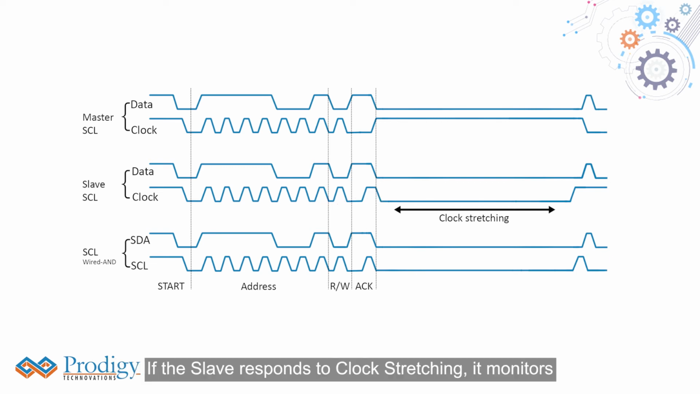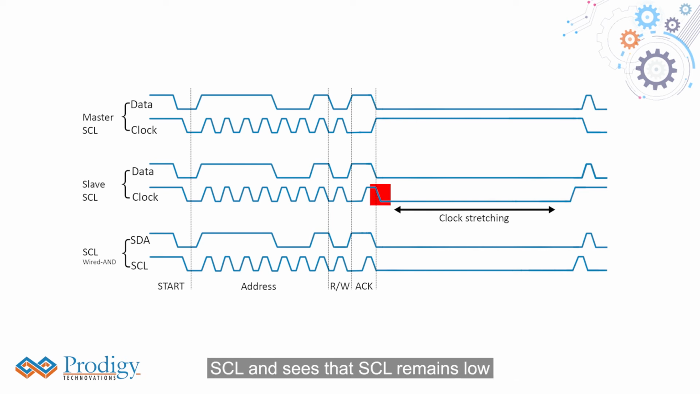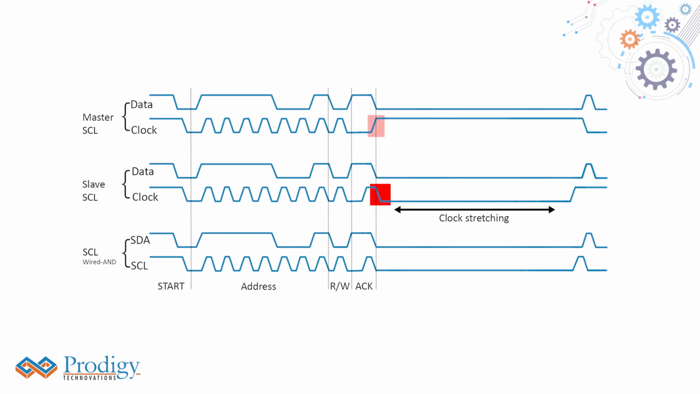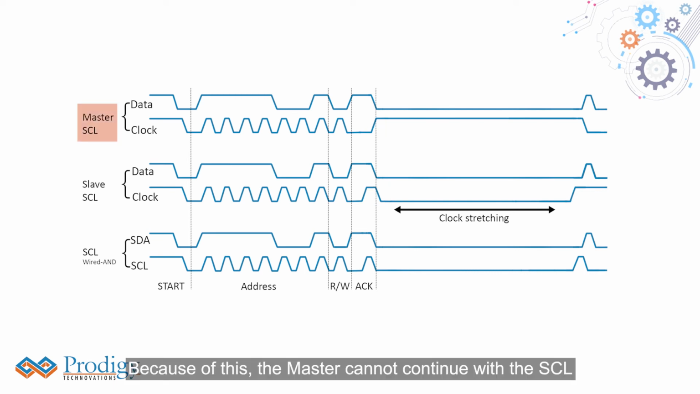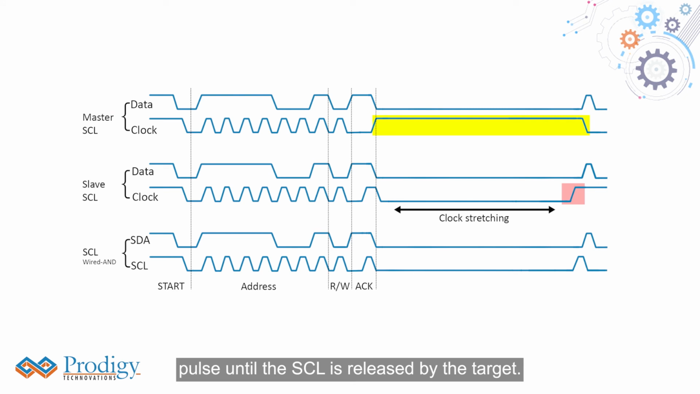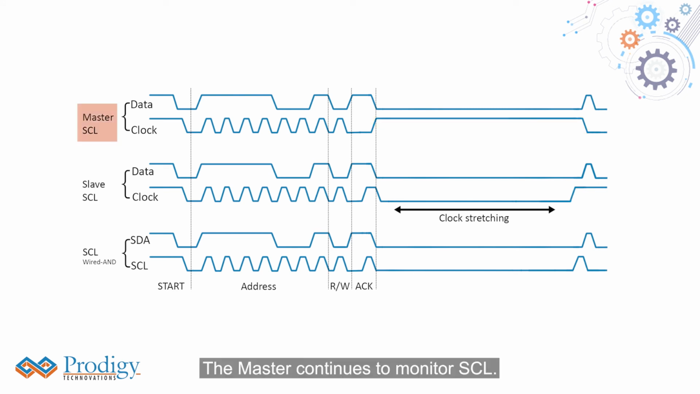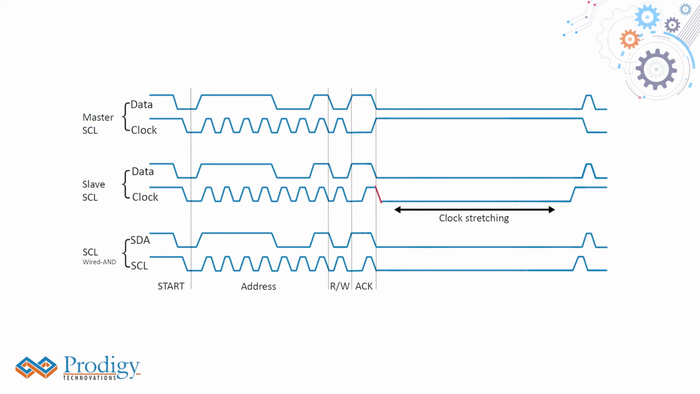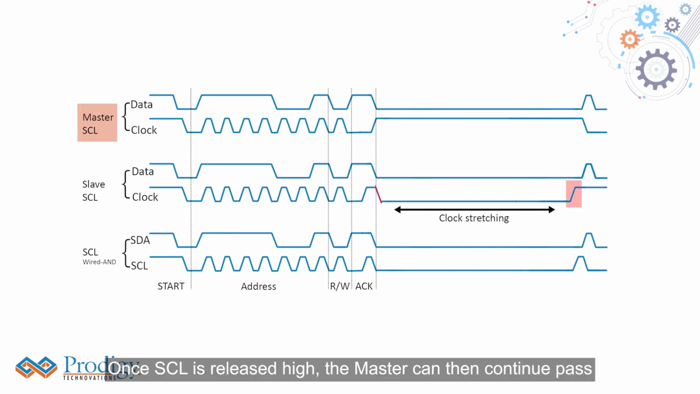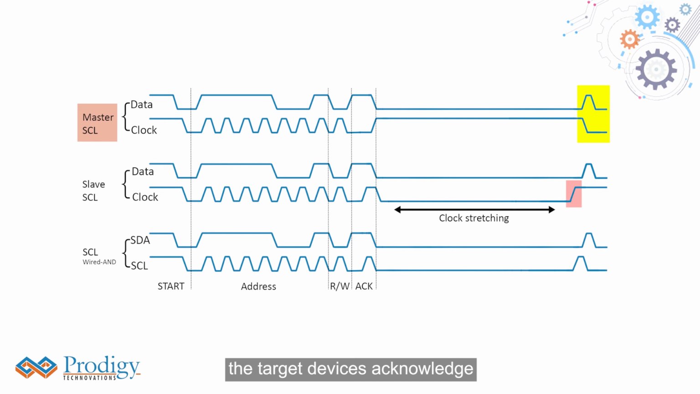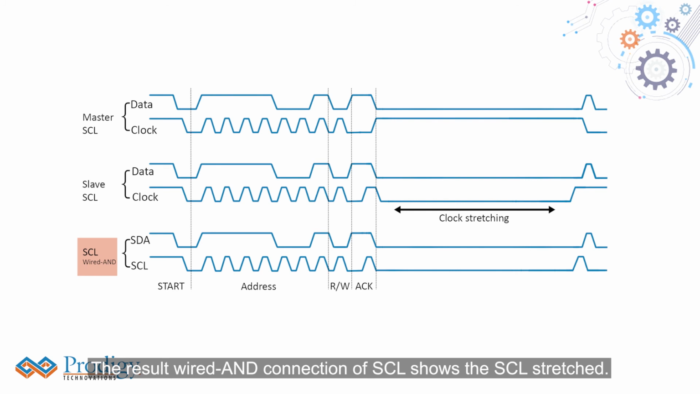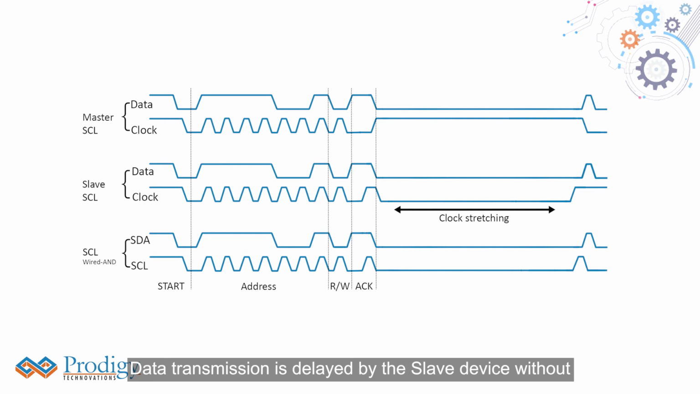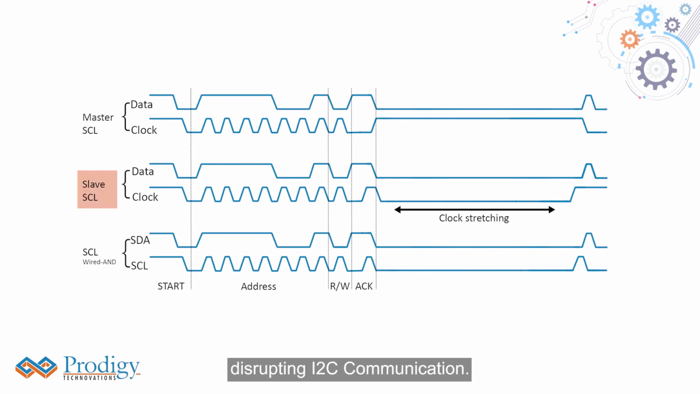If the slave responds to clock stretching, it monitors SCL and sees that SCL remains low even though the master has released SCL. Because of this, the master cannot continue with the SCL pulse until the SCL is released by the target. The master continues to monitor SCL. Once SCL is released high, the master can then continue past the target device's acknowledge and continue with the next byte transmission. The resulting wired-AND connection of SCL shows the SCL stretched. Data transmission is delayed by the slave device without disrupting I2C communication.